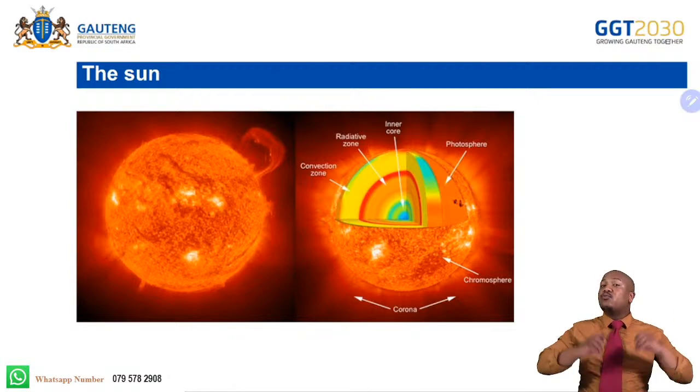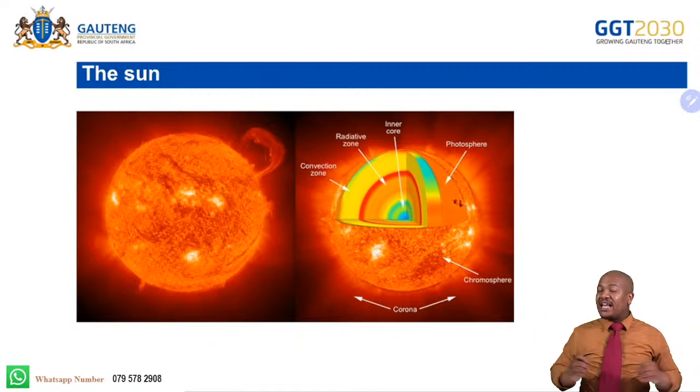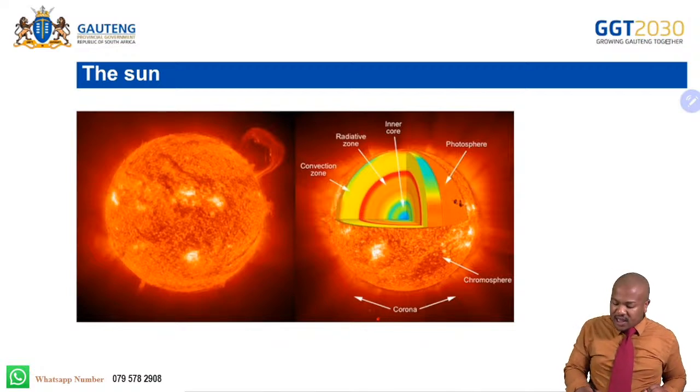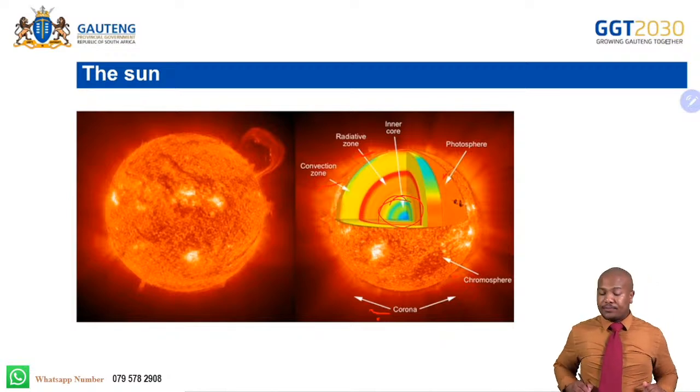That's why it is able to emit so much energy, heat, and light all day long, right? Now, looking at the sun as well, it has different parts: the corona, the chromosphere, the photosphere, the inner core where nuclear fusion takes place, the radiative zone, and the convection zone.